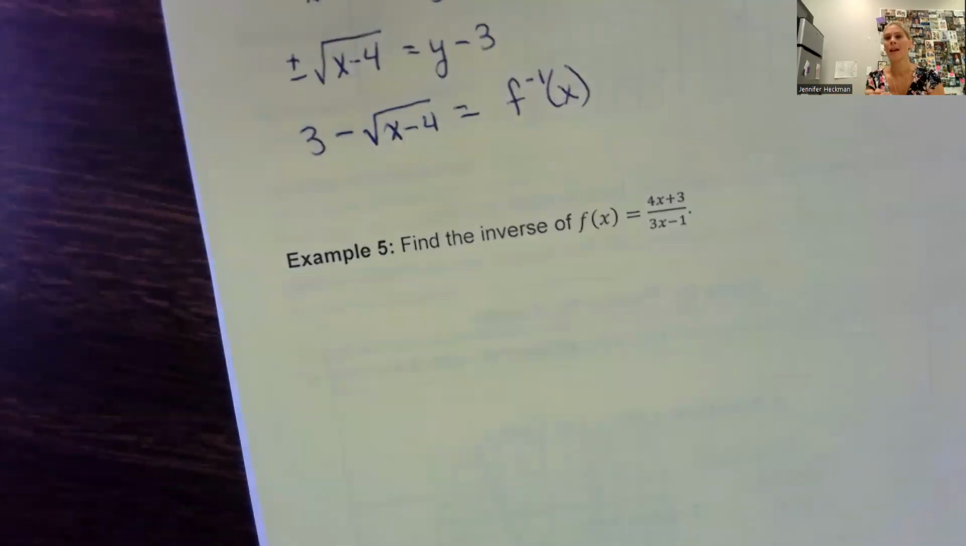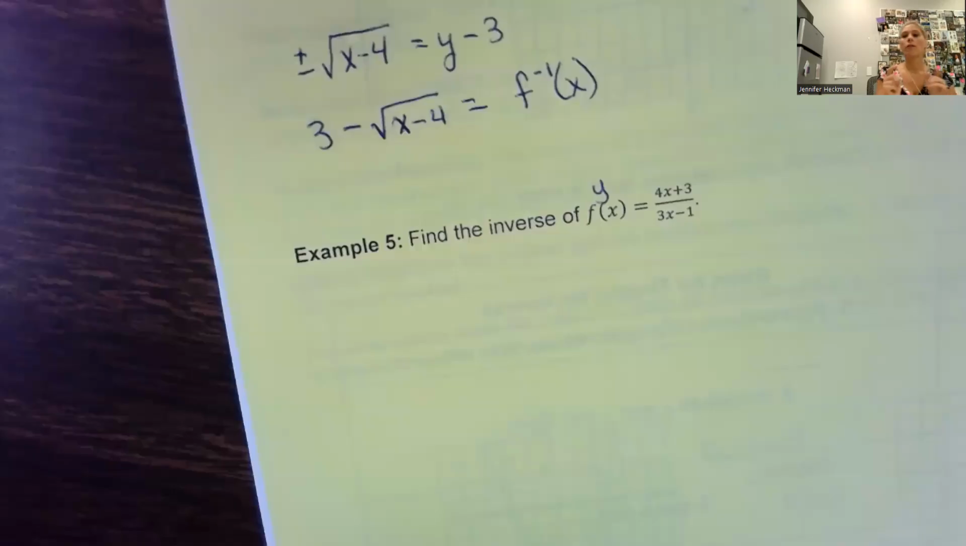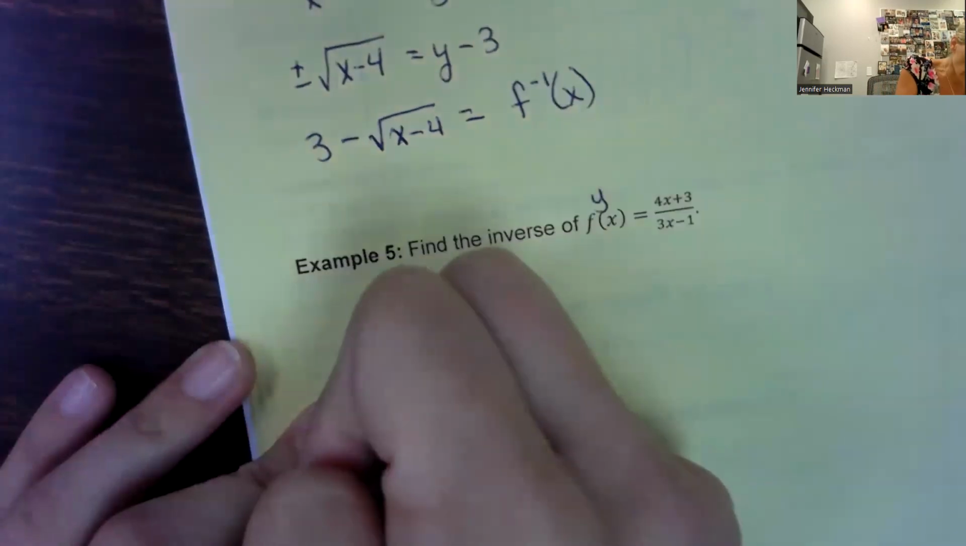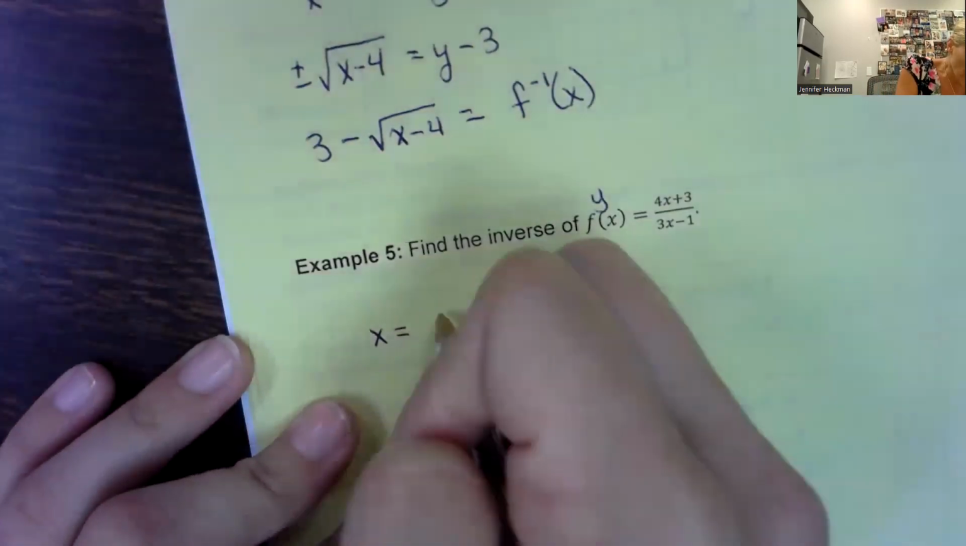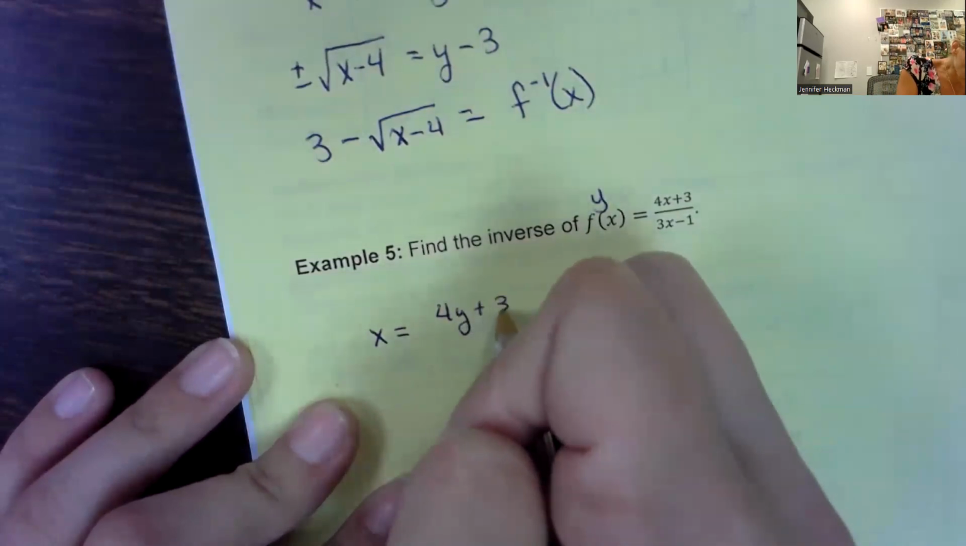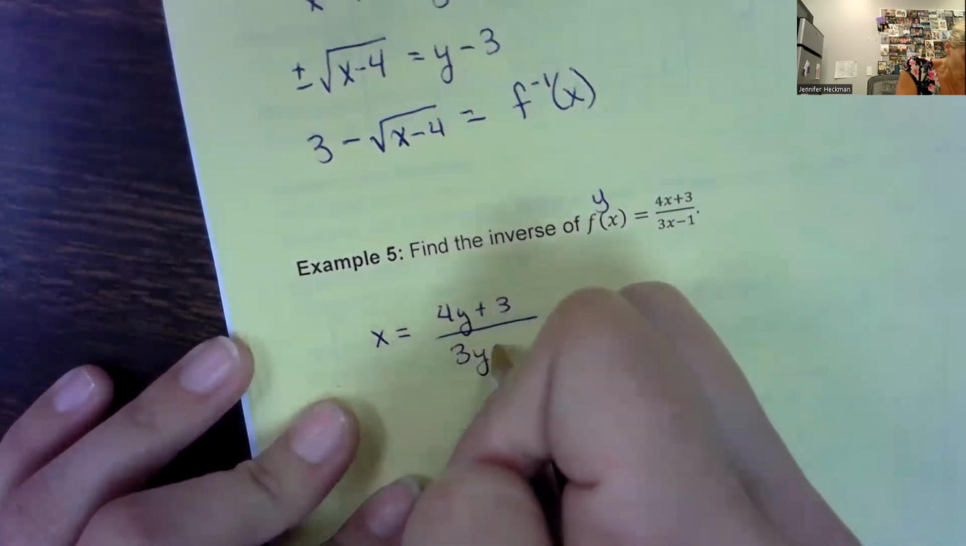Okay, my favorite example. Tons of steps. Okay, if you guys aren't doing tons of steps with this, you're doing it incorrectly. So let's keep going with this, okay? So find the inverse of this irrational function, okay? So the first thing we're gonna do is switch our x and y, okay? So I have x equals 4y plus 3 all over 3y minus 1.